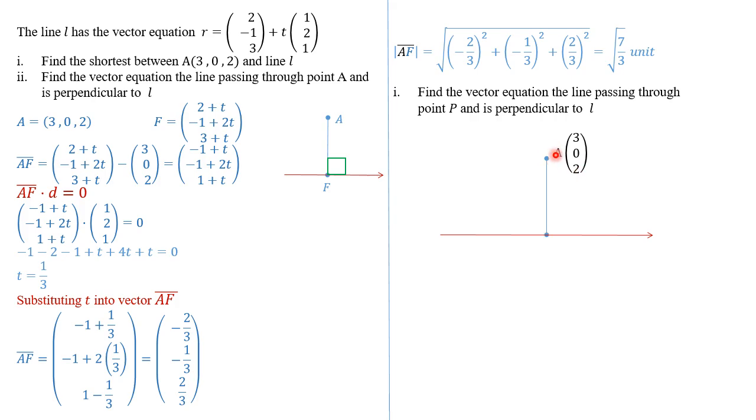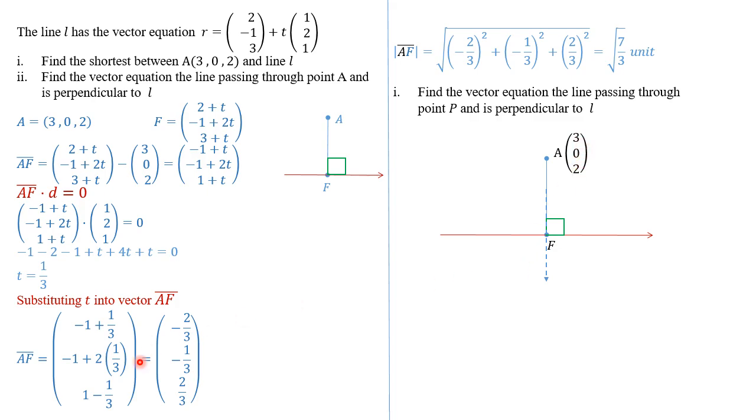So the line that we need is passing through the point A, and is perpendicular to this line here. Which means this line here will be just continuous like this. So if you look closely, you can see that the direction of this line will be in the direction of AF. So that will be our direction. So the direction will be AF, and our fixed point on the line will be (3, 0, 2).